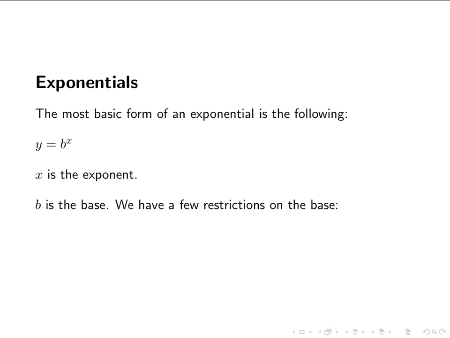We do have a few restrictions on the base. They are that b has to be greater than 0 and b cannot be 1. So we're going to look at why this is. First of all, if b was 1, then we would have y equals 1 to the x, but 1 to any power is 1. So we wouldn't have an exponential, we'd have the line y equals 1. So that's why b cannot be 1.